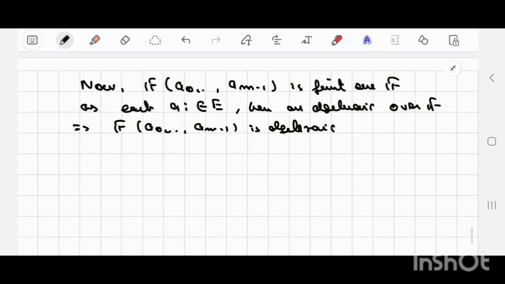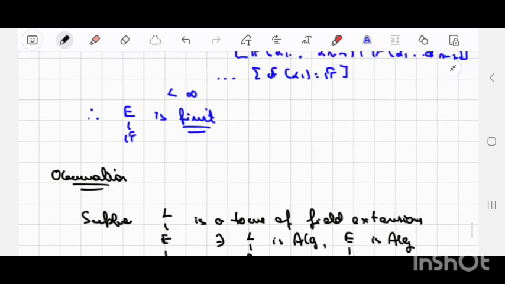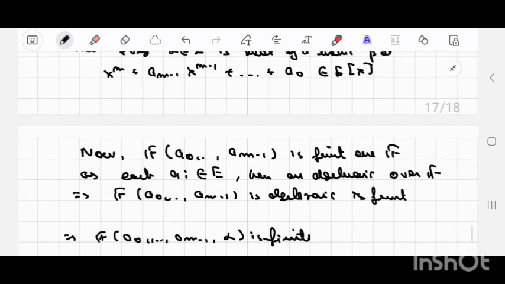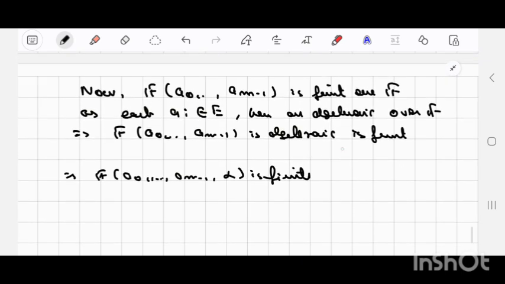Is it clear? This implies that if I add the element alpha, the extension is finite, right? Actually, what we have proved, let's go back, is that an extension by a finite number of algebraic elements is actually finite. So this extension is finite, therefore this extension is also finite. Okay, right? And it is exactly finite over F. Why is it so?